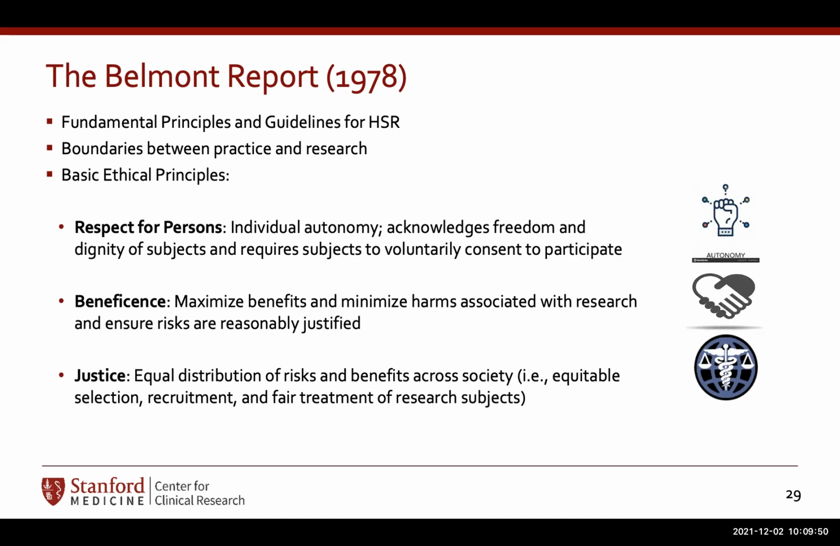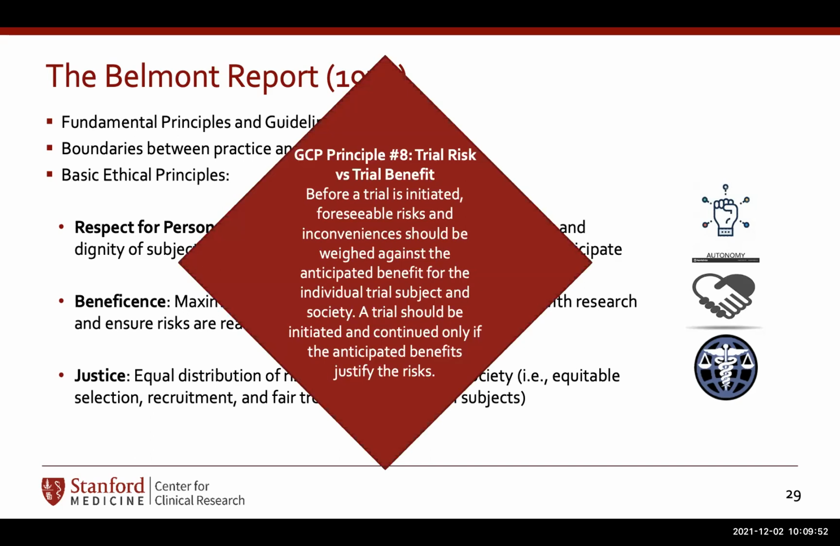Okay, so let's move on to GCP principle number 8. So this has to do with trial risk and trial benefit. So this is very in sync, obviously, with our second principle here of beneficence. Before a trial is initiated, foreseeable risks and inconveniences should be weighed against the anticipated benefit for the individual trial subject and society. A trial should be initiated and continued only if the anticipated benefits justify the risks.